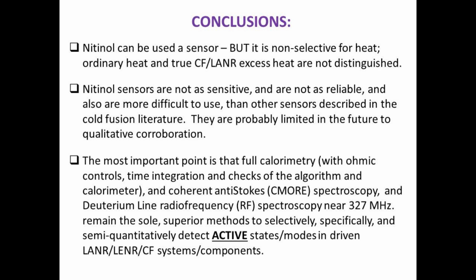The most important point is that to determine active cold fusion systems, there are only 3 methods: calorimetry using ohmic controls, time integration, and checks of the algorithm and calorimeter, and coherent anti-Stokes spectroscopy, and deuterium-lined radio frequency spectroscopy near 327 megahertz.